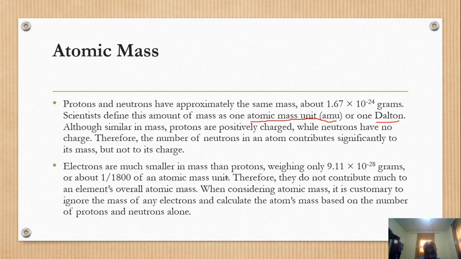Therefore, they do not contribute much to the element's overall atomic mass. Because they are quite insignificant and very small, we just neglect them. We don't take them into account when we are calculating the mass of the atom. When considering atomic mass, it's customary to ignore the mass of any electrons and calculate the atomic mass based on the number of protons and number of neutrons alone. They are so insignificant and small that we ignore them, right?